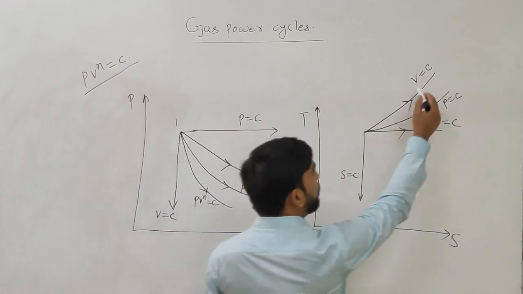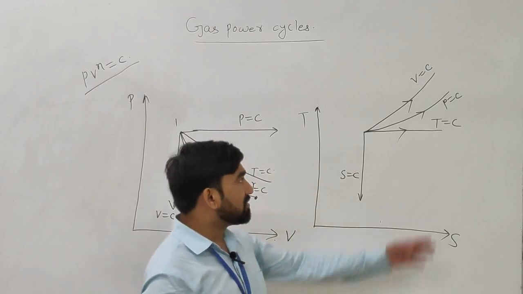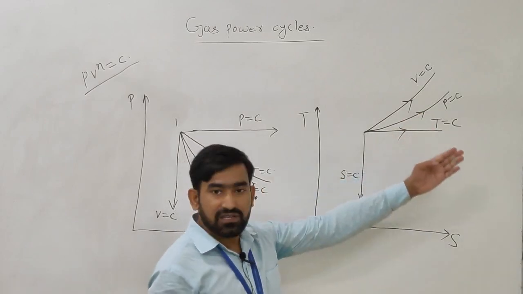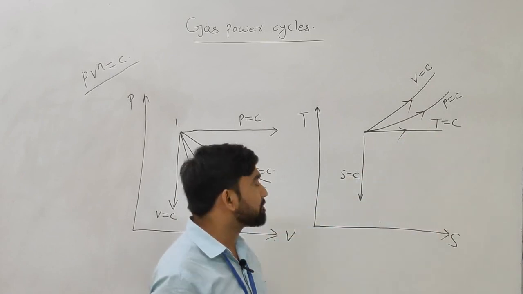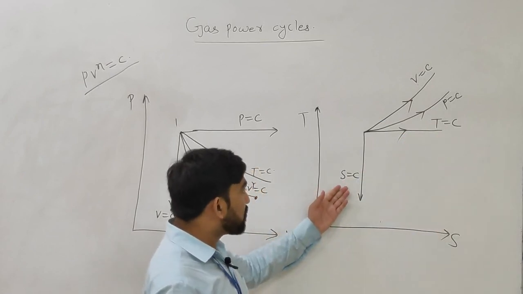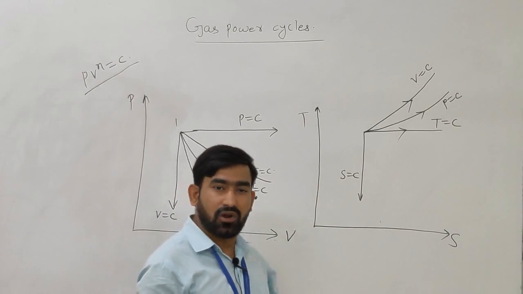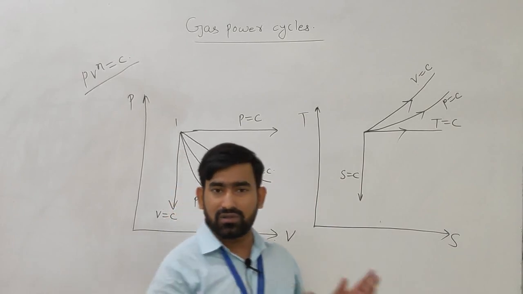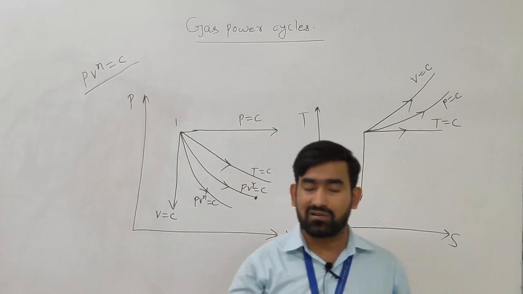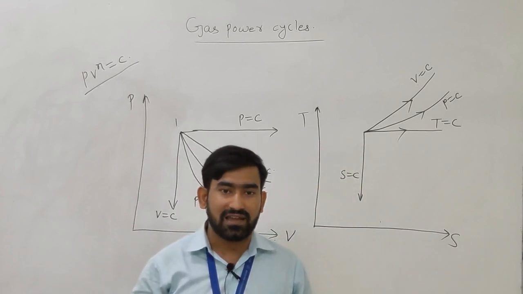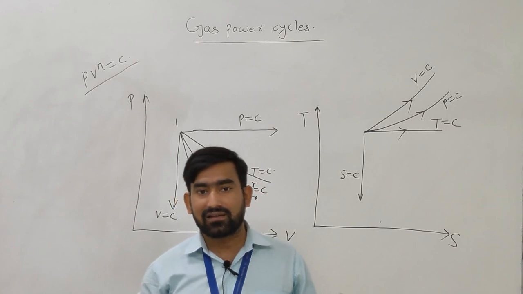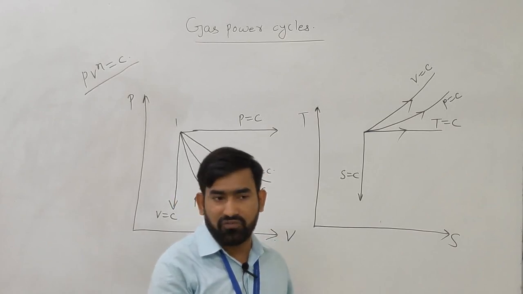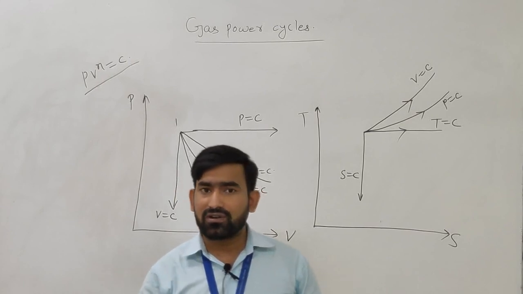So this is the constant volume process or isochoric, this is the constant pressure process or isobaric, this is the constant temperature process or isothermal process, and here it is constant entropy or isentropic, or reversible adiabatic process. According to these processes, we will draw diagrams for the Carnot cycle, Otto cycle, diesel cycle and dual cycle. But before moving further, what are these cycles?